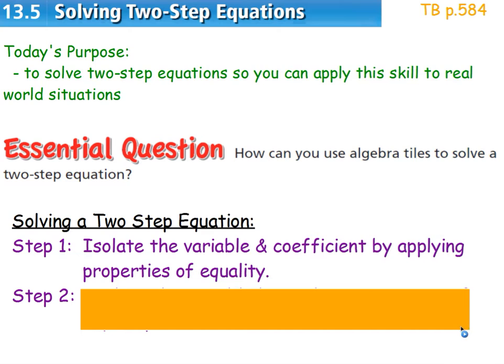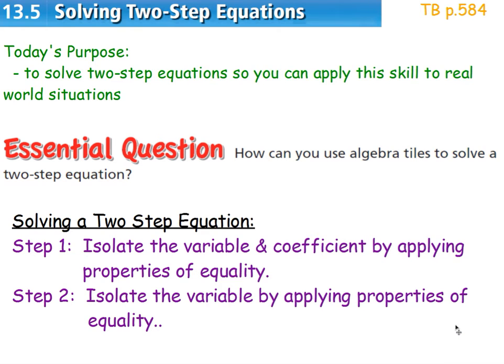Okay, so after you isolate the variable and coefficient to one side of the equation, then you're going to isolate just the variable by applying properties of equality a second time. Might be a good idea to pause the video and copy these two steps down in your notes.